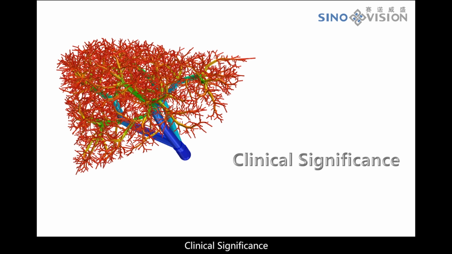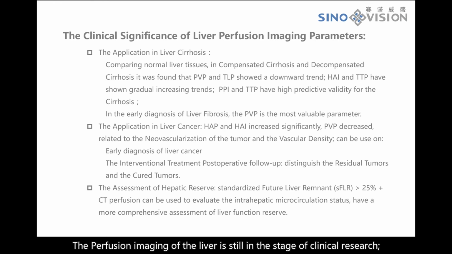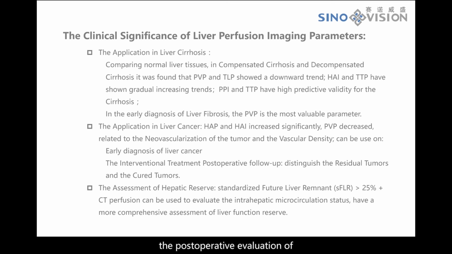Clinical significance. The perfusion imaging of the liver is still in the stage of clinical research. The current studies have revealed that CT perfusion imaging has certain significance in the early diagnosis of liver cirrhosis, liver cancer, and it's also helpful for the postoperative evaluation of interventional therapy for liver tumors, and for liver functional reserve estimation.